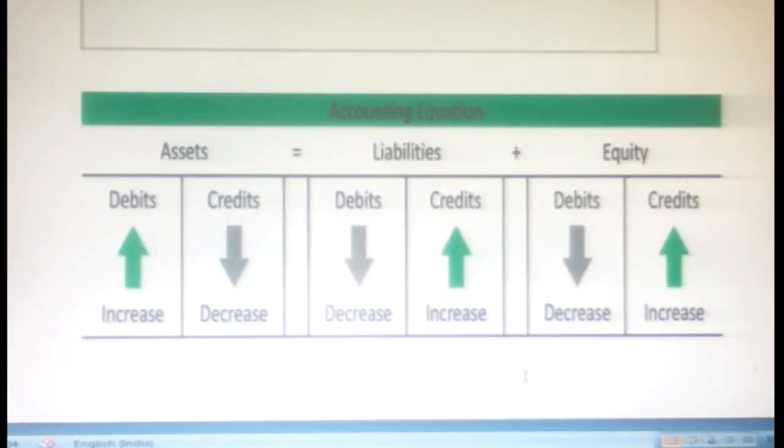As assets may be debit and credit, so increases and decreases. Similarly, liabilities also have debit and credit, decrease and increase, opposite. Liabilities and equity are the same manner. Whatever debit decreases, credit increases. But for assets, debit means increase, credit means decrease. You have to keep that in mind.